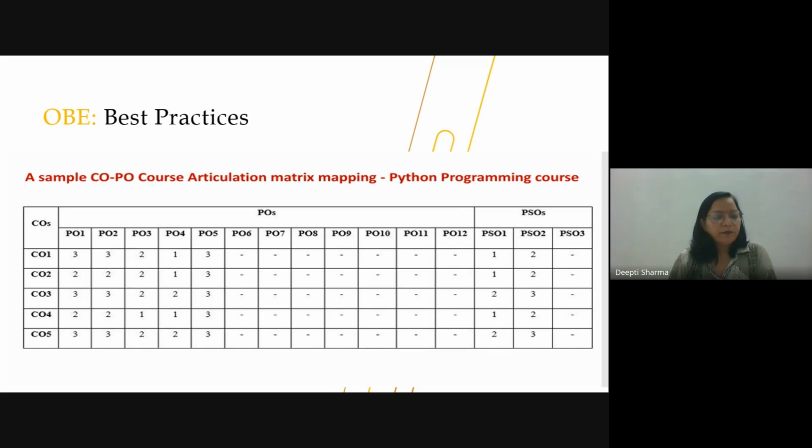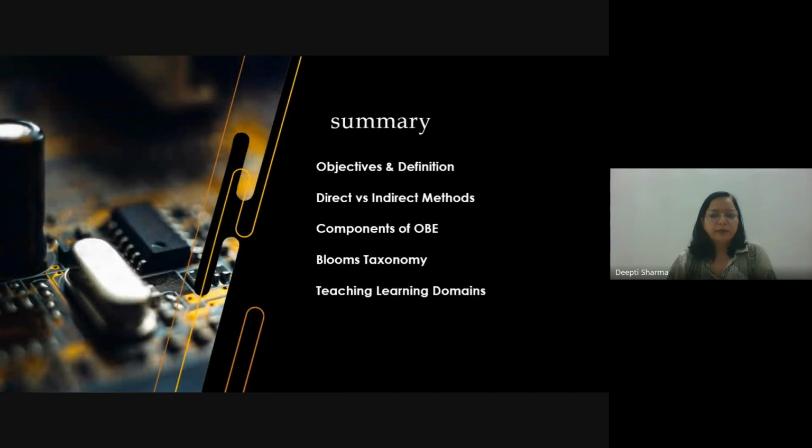So if one particular PO is completely mapping with one particular CO, then you will give 3 marks. If it is somewhat closely related to this PO, then you will give 2 marks. If it is only partially mapping between the POs and COs, then you will give 1 mark. And if it is not matching or satisfying this particular PO at all, then you will give a dash, right? And after that, we'll sum up all these values, and we'll finally find out how many POs are mapping with a particular CO, right?